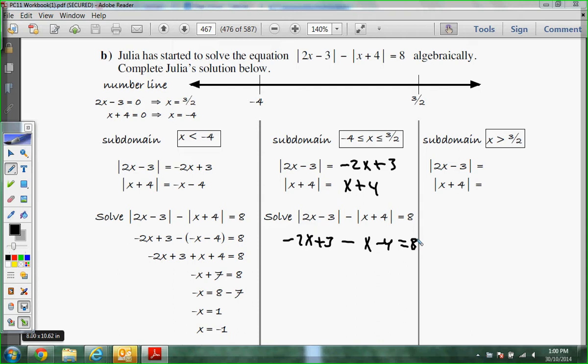Okay, so now we solve. I get negative 3x minus 1 equals 8. Add 1, add 1. Negative 3x equals 9. X equals negative 3. So now you ask yourself, is negative 3 between negative 4 and positive 3/2? It is. So this guy is good. We'll keep that. That is an answer. Because negative 3 falls right around here, which is between the two numbers.